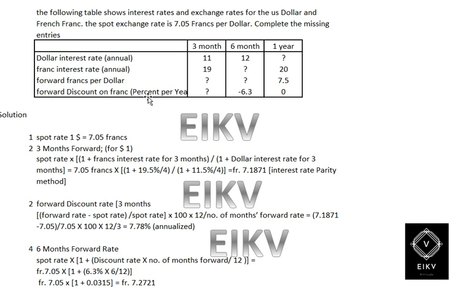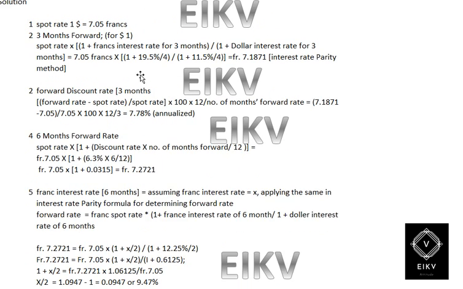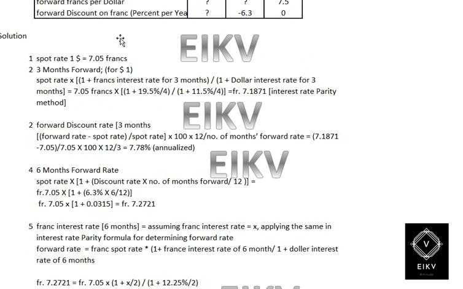And forward discount rate on France, this percentage would be for 3 months nil, for 6 months it would be 6.3, and for 1 year it would be 0. So going ahead with the solution, the spot exchange rate for $1 would be 7.05, which is given in the question.